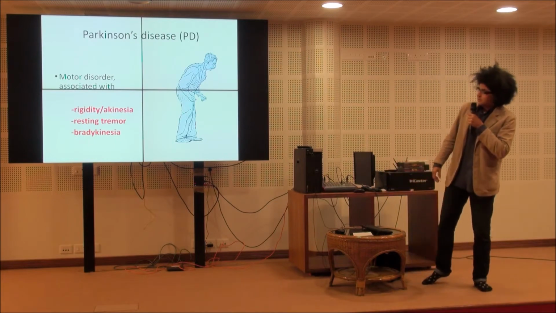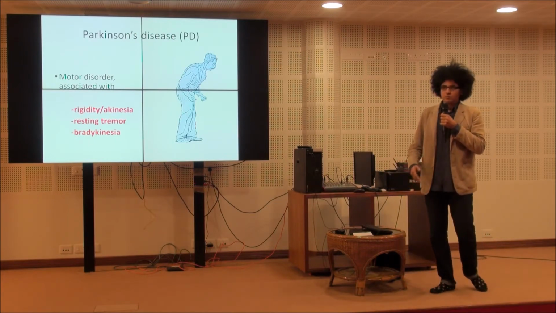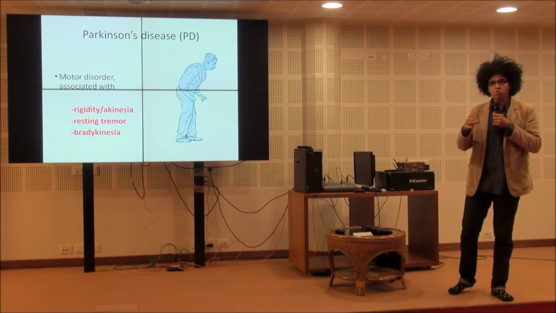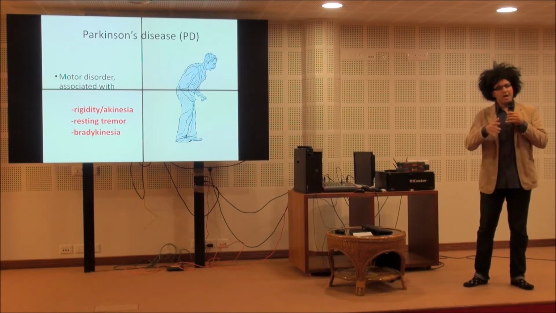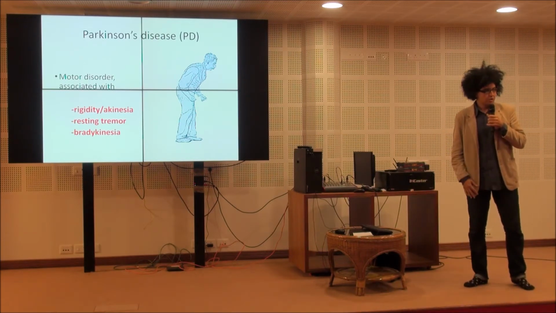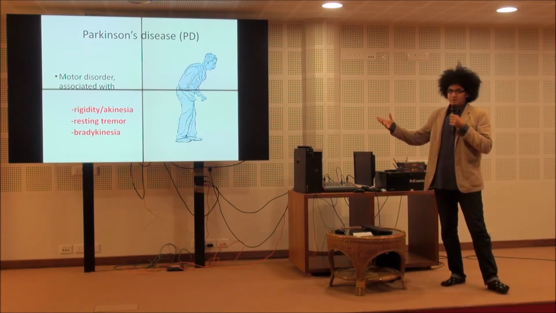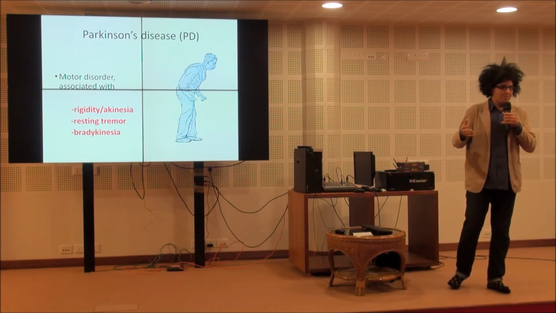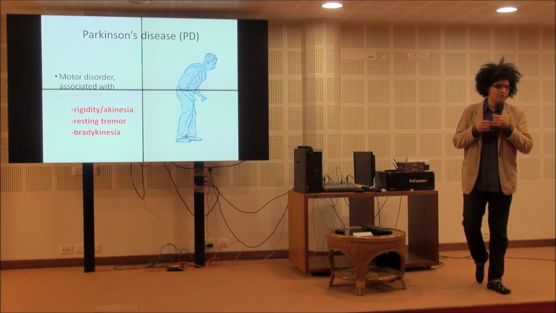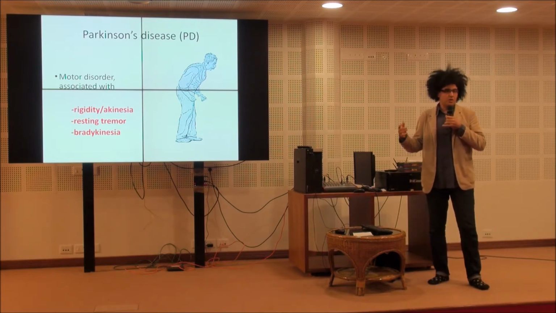So what is Parkinson's disease? Parkinson's disease is a motor disorder that usually happens in old age, but it can also happen at a younger age, though it's not very common. Very famous examples of people who got it when they were young are Muhammad Ali and Michael J. Fox. But again, this is not very common.